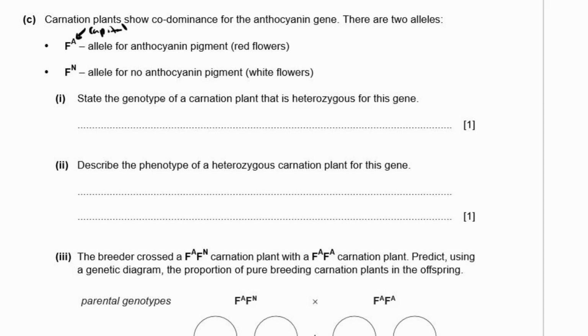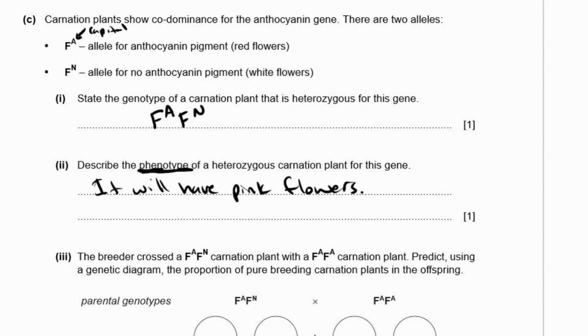So it says 1, state the genotype of a carnation plant that is heterozygous, which means it's different for this gene. So we have FA, FN, and that's it. 2, describe the phenotype of a heterozygous carnation plant for this gene. Phenotype means what is seen. What do you see? You don't see a red, you don't see a white, you see a mixture of half red, half white, and that would be pink. It will have pink flowers.